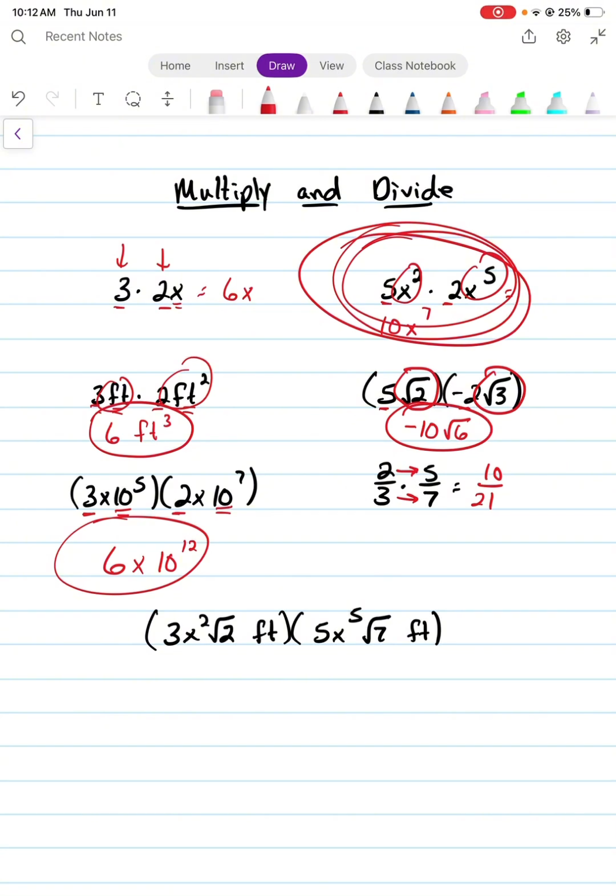Now, we've got a very complicated looking problem here. 3x squared root 2 feet, 5x to the fifth root 7 feet. To multiply that, simply take the 3 and multiply by what it corresponds with. 3 times 5 is 15. You have 2 x's and 5 x's, which gives you 7 x's. A root 2 and a root 7 gives you a root 14. Don't forget to multiply your feet times your feet. Feet times feet gives you square feet.